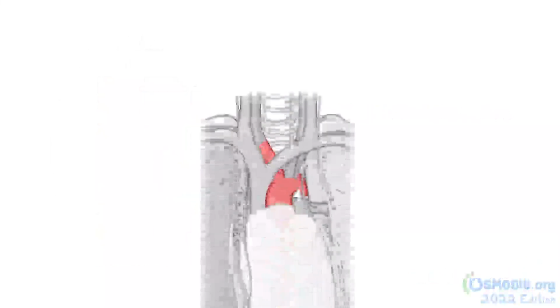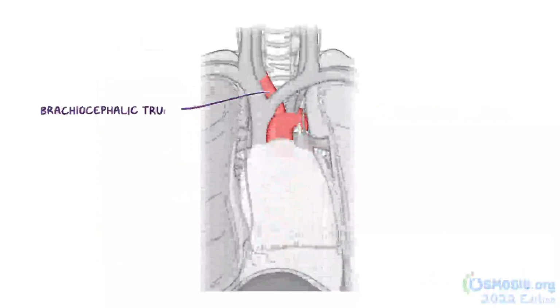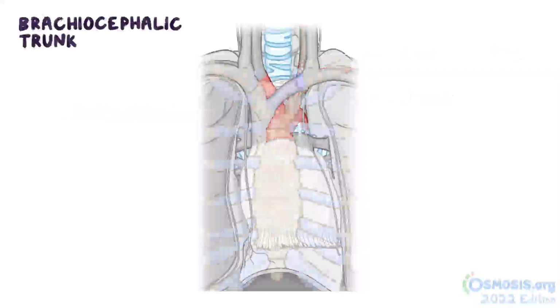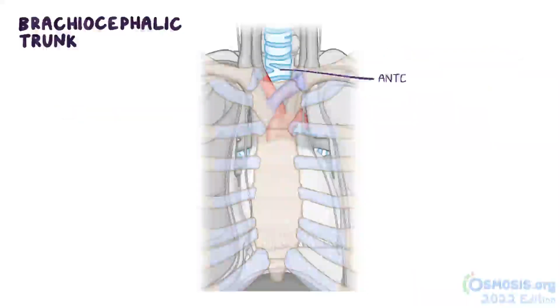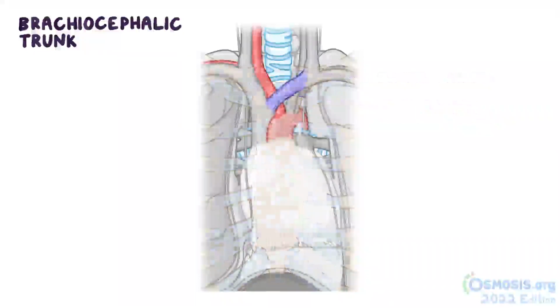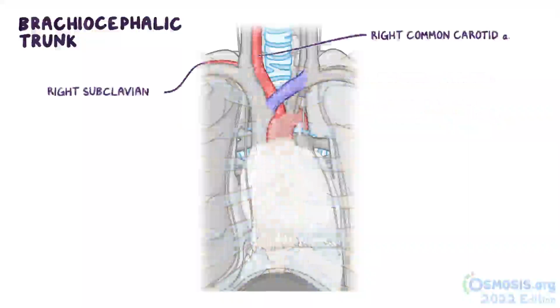Now, the branches of the aortic arch are the brachiocephalic trunk, left common carotid artery, and left subclavian artery. The brachiocephalic trunk is the first and largest branch of the aorta. It arises posterior to the manubrium, at which point it's anterior to the trachea and posterior to the left brachiocephalic vein. Then, it ascends superiorly and laterally to reach the side of the trachea and is found posterior to the right sternocostal joint, where it divides into the right common carotid and right subclavian artery.